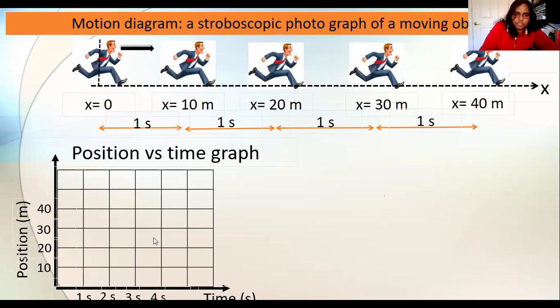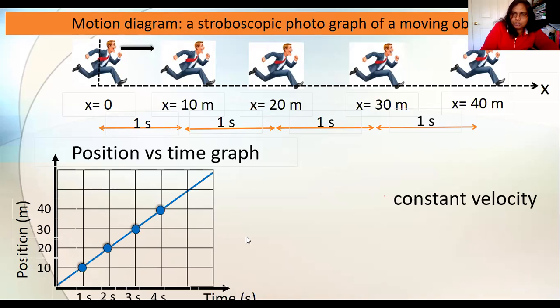Now let's mark the positions according to his motion. So at 1 second, he was at 10 meters. At 2 seconds, he was at 20. Third second, he was at 30. And at 4 seconds, he was at 40 meters. So this is how I mark the data on a graph, right? I look at the position at each time and I mark it as a dot here.